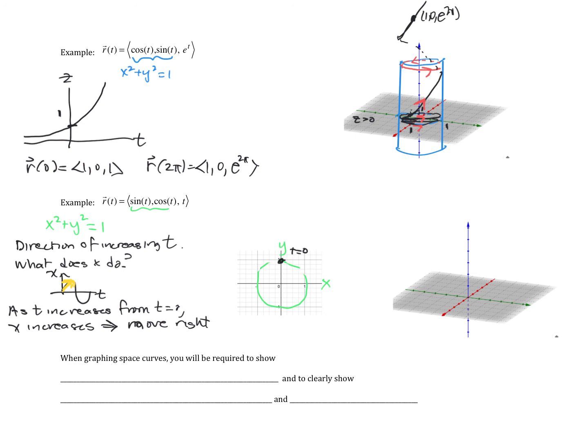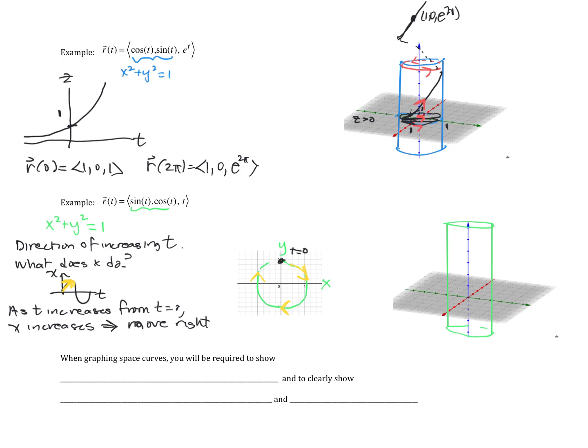And so that means our direction of increasing t here is this way, this time. So it's clockwise this time. X squared plus y squared equals 1 is our surface on which our curve lies. So just as before. But this time we're going from the positive y-axis to the positive x-axis.